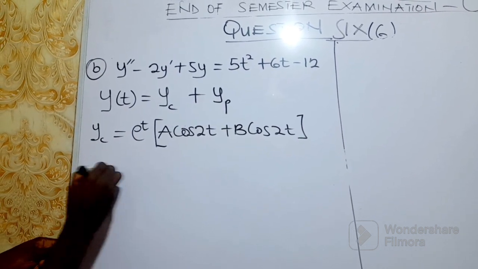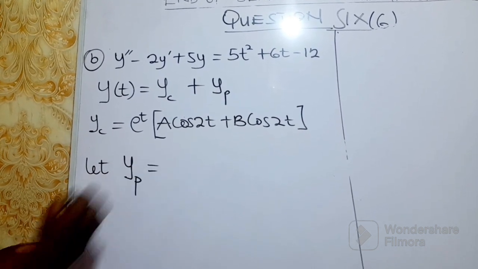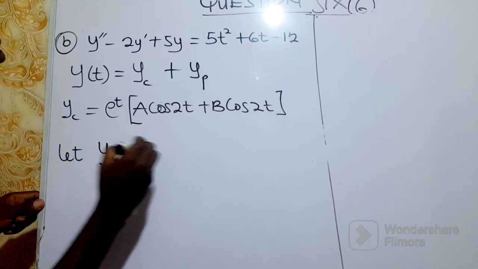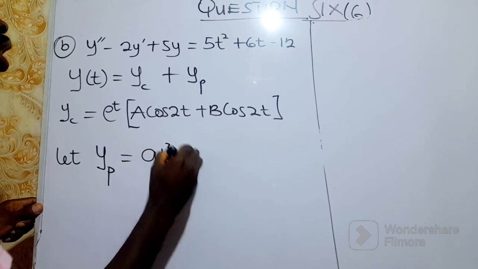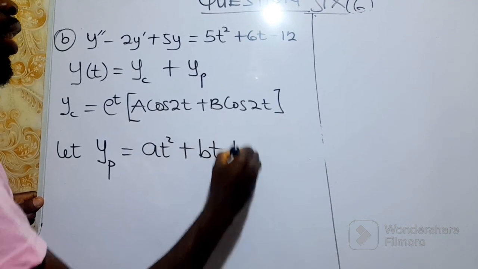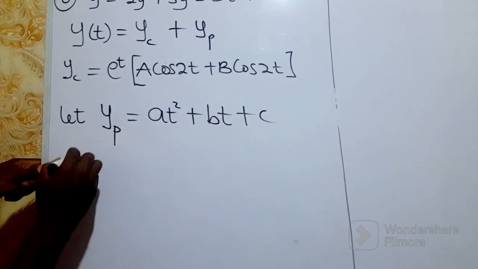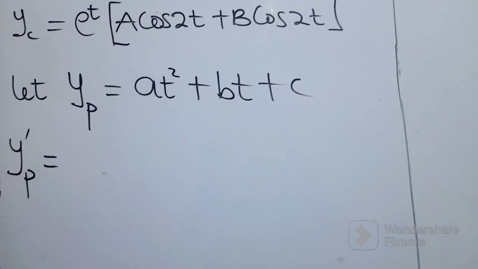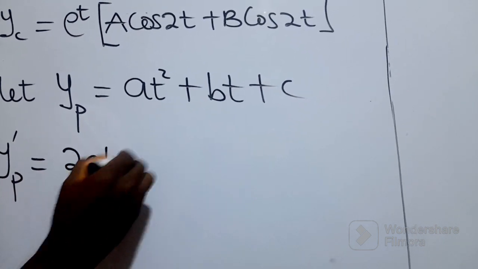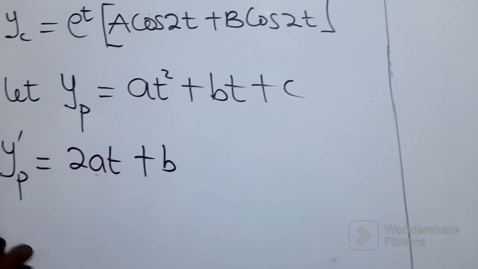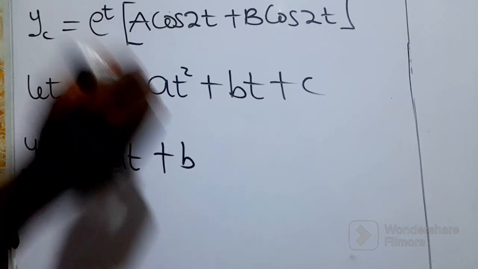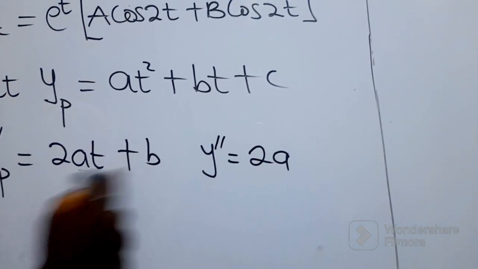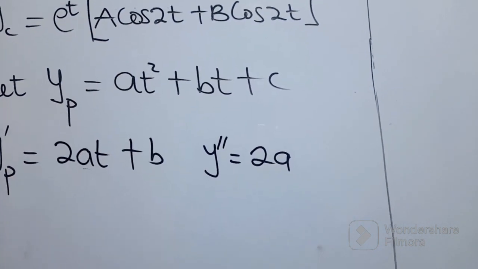So we say let y_p, and please remember, I'm using the method of undetermined coefficients. So y_p will be equal to at squared plus bt plus c. So I'll differentiate this. I'll find y prime, which is 2at plus b. Then we find y double prime, which is equal to 2a. Remember, a, b, and c are all constants.